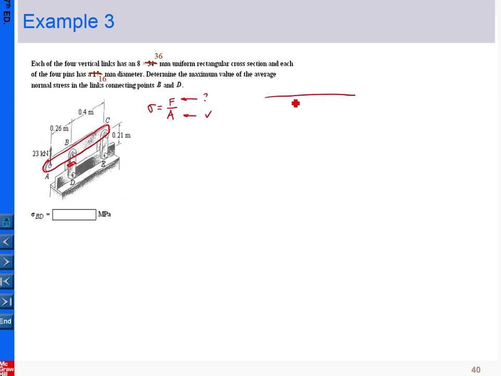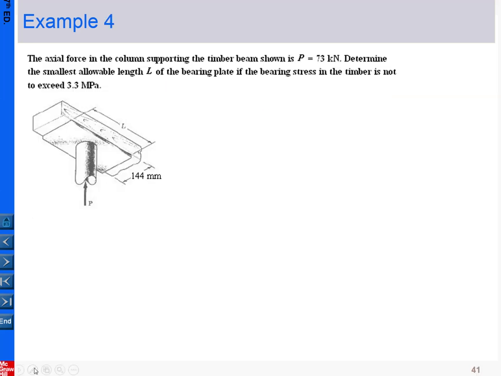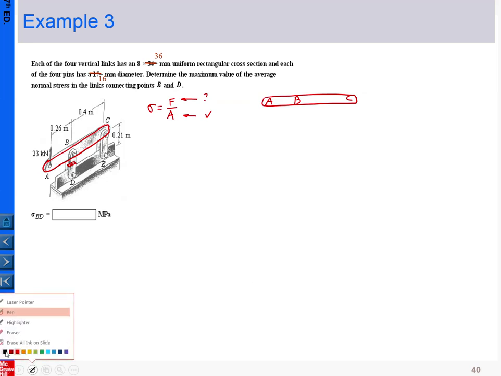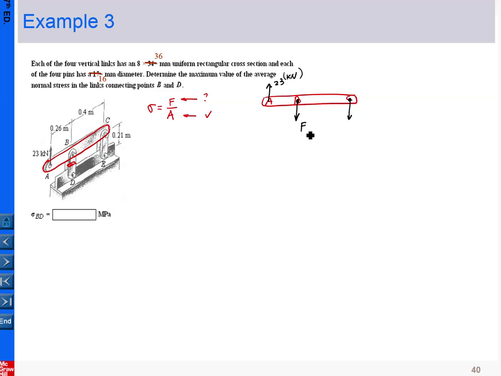Let me draw that here. This bar is A, B, C. Take the free body diagram. Here at A, we have the loading which is applied, 23 kilonewtons. And at B, that is where the pin is, and you can assume the directions. Say here I assume the direction is downward, and here I assume downward. Let me call this FBD, and this FCE. If you would like to assume the direction upwards, it's okay.